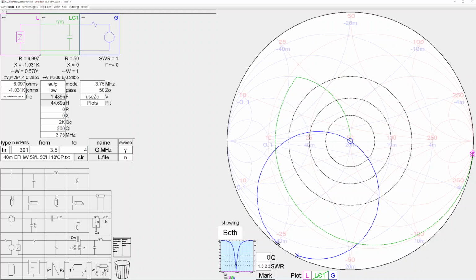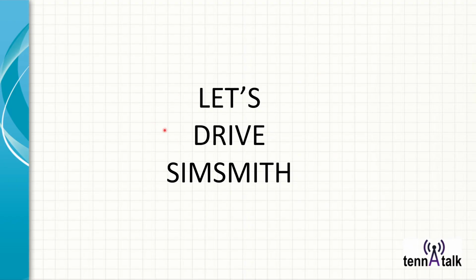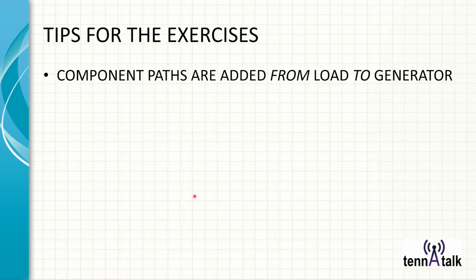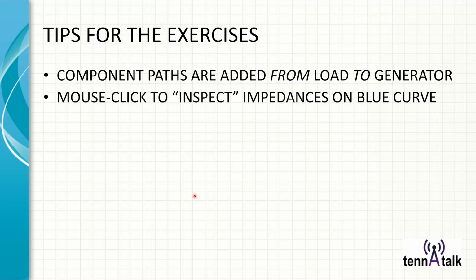Hopefully now you've seen some of the capabilities of SimSmith, and we're going to just continue on with the presentation here. I'm going to give you some exercises, but I want to give you some tips first. Remember that component paths are added from the load or the antenna to the generator or the rig. Remember, you can mouse click to inspect the impedances on the blue curve. You don't have to click and hold, just click on it.